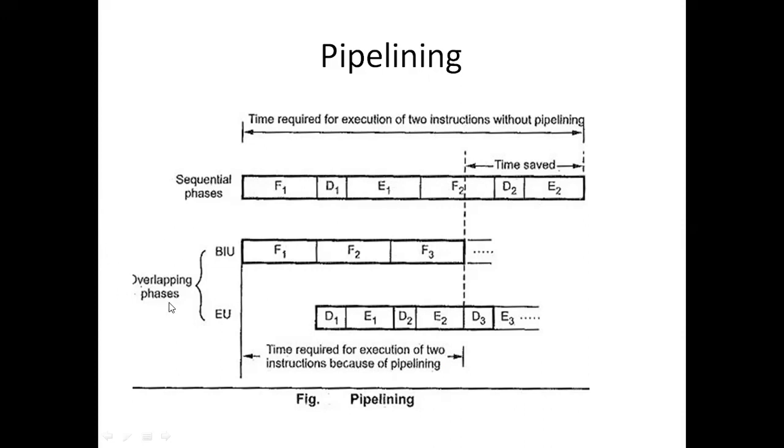This feature is possible because the architecture has two separate parts: the bus interface unit, which is used for memory accessing, and the execution unit, which is used for decoding and execution. And this is called the overlapping phases of the instruction execution. So this is all about the pipelining feature of 8086.